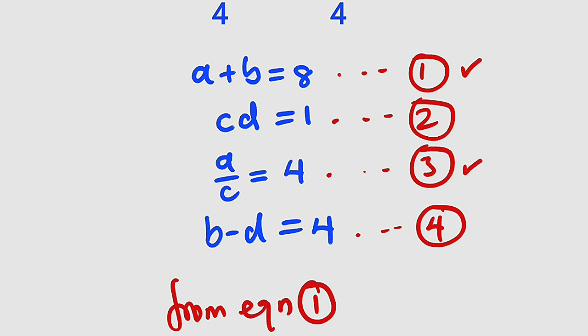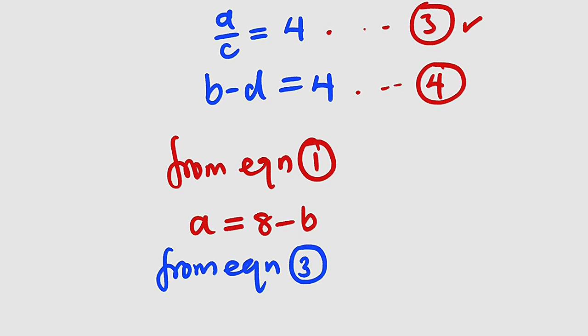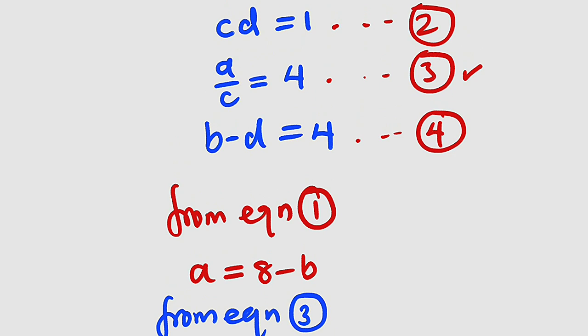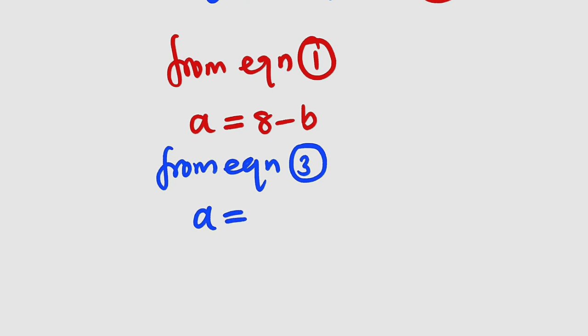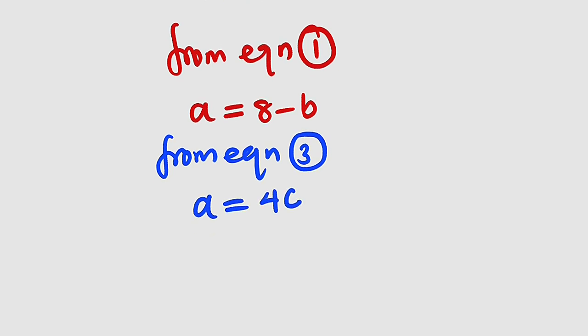From equation 3, we can also make a the subject. If you multiply both sides by c, you have a equals 4c. You can now see that both this equation and this equation are expressed in terms of a. So if a equals this, and a equals this, it implies that their right hand sides must be the same. So we can now equate them. 8 minus b must be equal to 4c. Let me call this equation number 5.